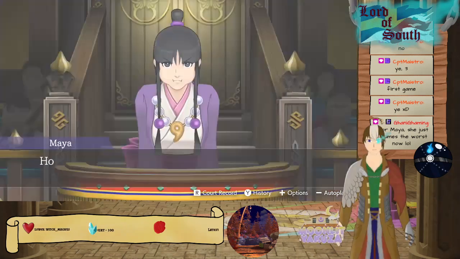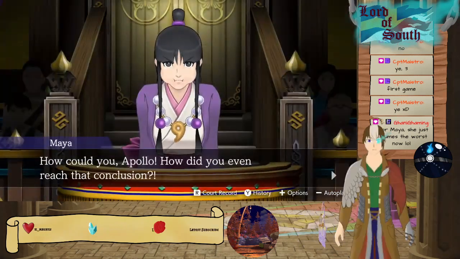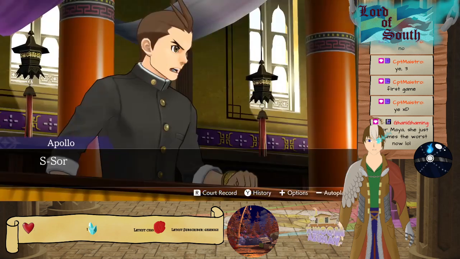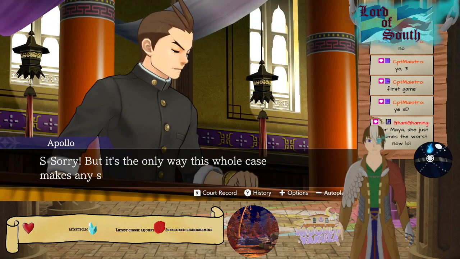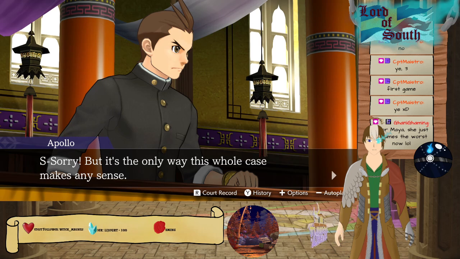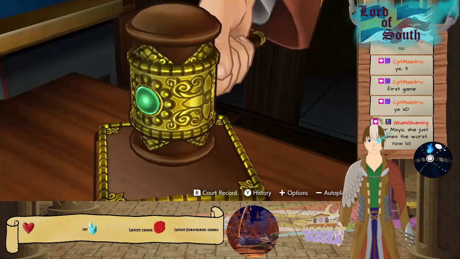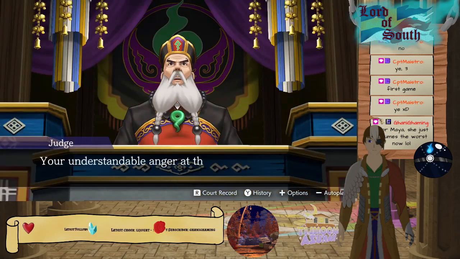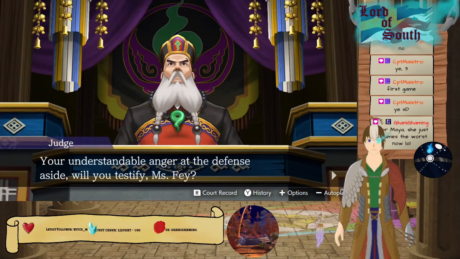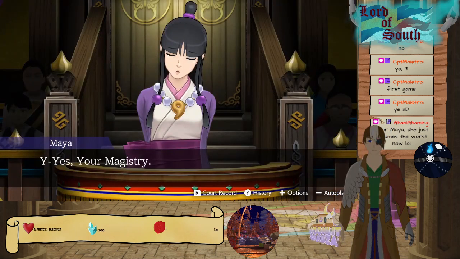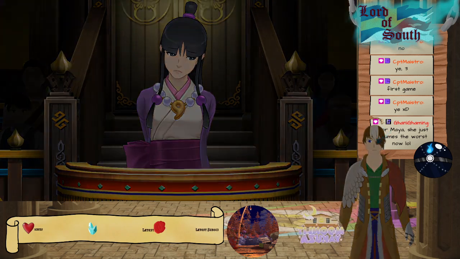Wait, what? How could you, Apollo? How did you even reach that conclusion? Simple. We have 2 people. Well, we have 1 person in 2 places. One is dead, one is alive. Channeling. Sorry. It's the only way this whole case makes any sense. Your understandable anger at the defense aside, will you testify, Miss Fey? Yes, Your Majesty.